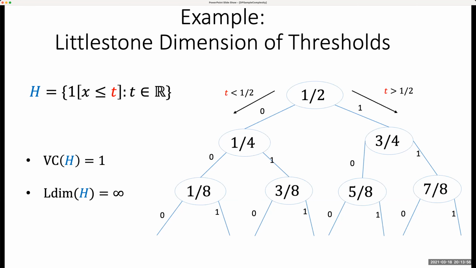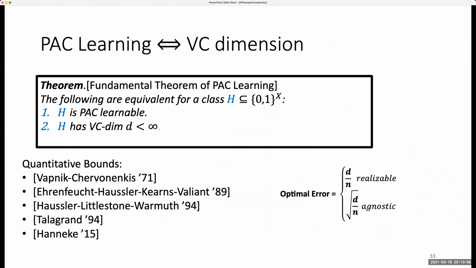Okay, so now the fundamental theorem of PAC learning tells us that a class is PAC learnable if and only if it has a finite VC dimension. Moreover, we know that the optimal error after seeing n examples is d over n in the realizable case and square root of d over n in the agnostic case. So the VC dimension exactly captures the sample complexity of PAC learning.